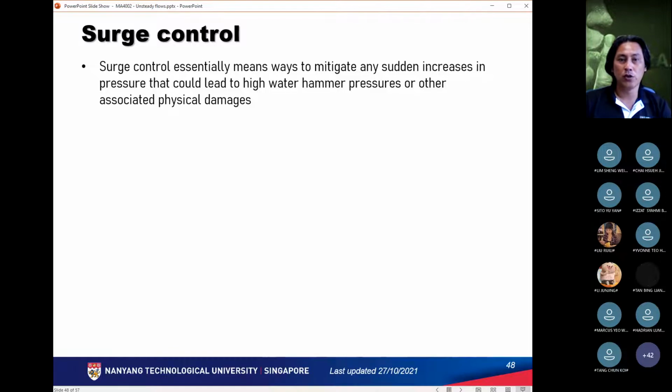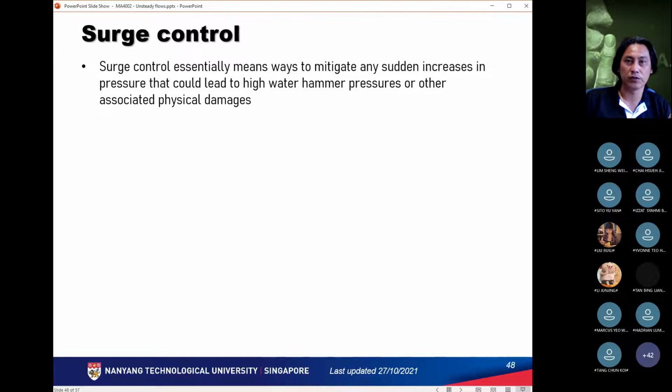So this is what surge control is about: to mitigate all this sudden increase in fluid pressure, be it associated with rapid valve closure or any other non-intentional things happening. You will never know. This is very, very important in modern flow facilities.